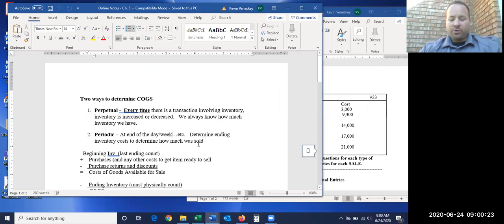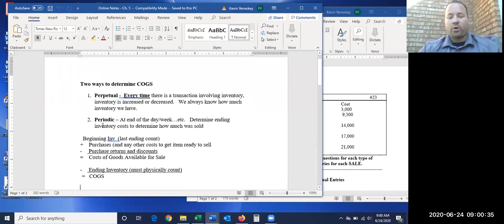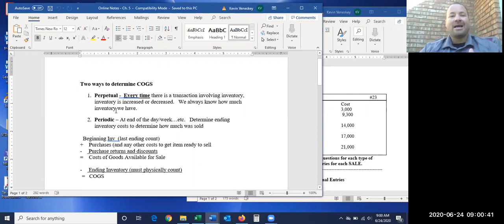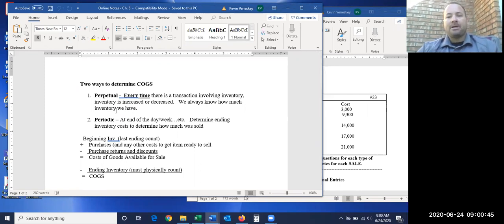So again, these two terms are going to come up for this chapter as well, as well as making sure we can find how to do periodic. So this is a quick review of what we had last chapter. Remember what perpetual means: you're going to update after every single sale. Your inventory is always going to be up to date, and your cost of goods sold.